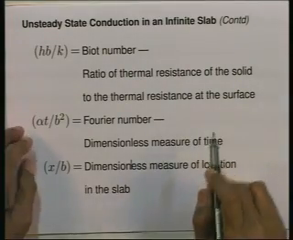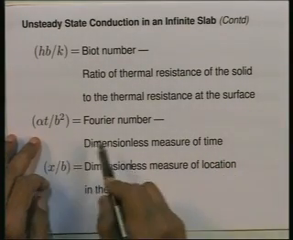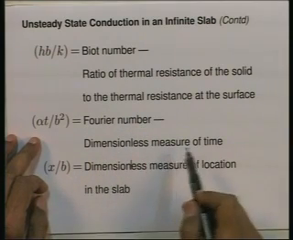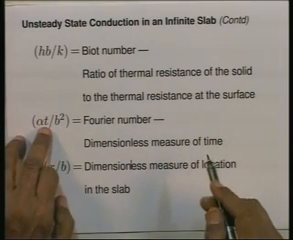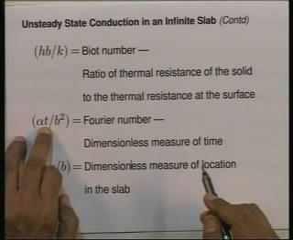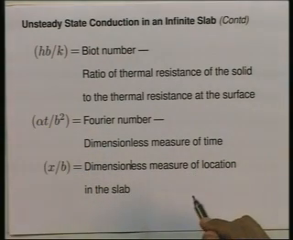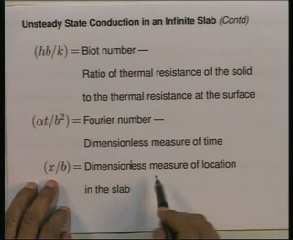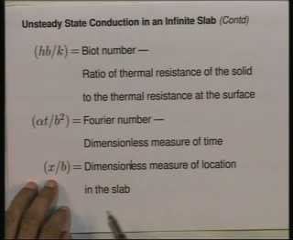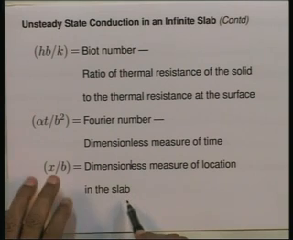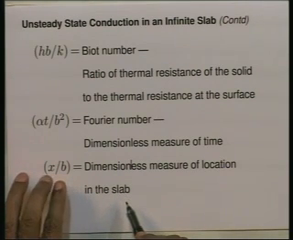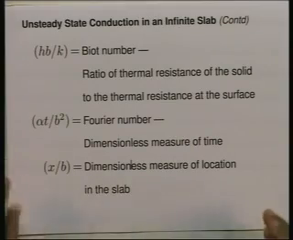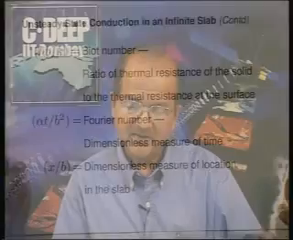The second dimensionless number alpha t by b squared is called the Fourier number. It is a dimensionless measure of time, because time is appearing in the numerator. So, the larger the time, the larger the Fourier number. And the third number is a dimensionless measure of location in the slab. x by b can vary from 0 to 1; x by b equal to 0 is at the center line, x by b equal to 1 is at the surface of the slab.